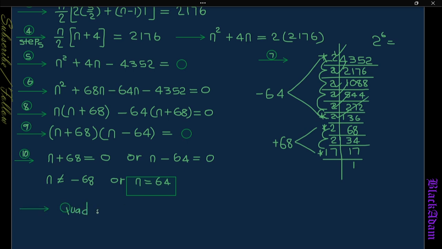So our quad position is going to be n plus 1, so 64 plus 1, for the quad position, not the first difference. That's the first difference, and that's the quad, and 64 plus 1 gives us 65. The 65th term. So that's our answer.